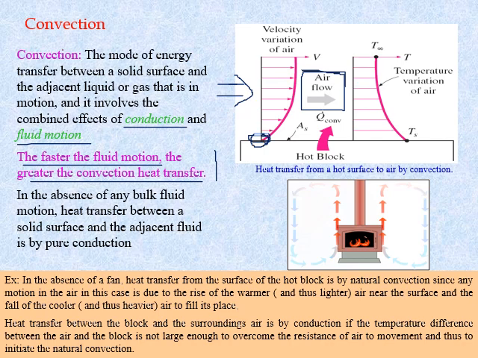Okay, so in the absence of any bulk fluid motion, heat transfer between solid surface and adjacent fluid is by pure conduction. This is what I mentioned also in the conduction section. It is a pure conduction because it does not have any fluid movement. So if there is no fluid movement, then it will become a pure conduction. Okay, so let's see this example here.